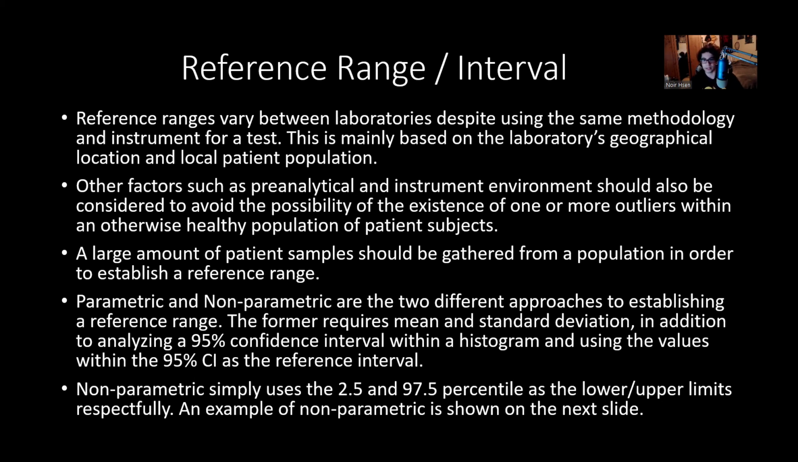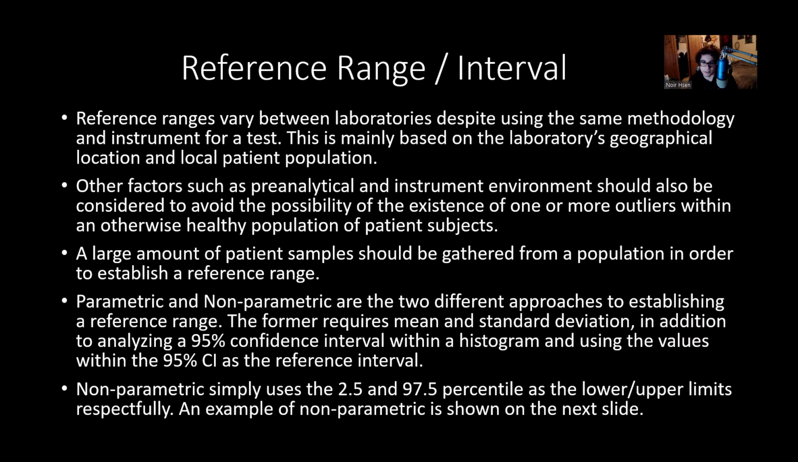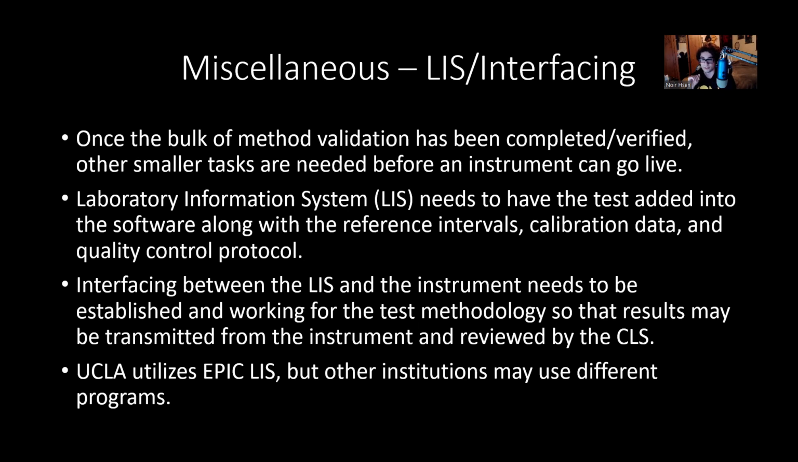And there's two approaches you can do to establish reference range: parametric and non-parametric. And I have an example of non-parametric here. By the way, parametric you just use a 95% confidence interval, whereas non-parametric, you would use the 2.5 and 97.5 percentiles, and that would be your cutoff for your reference interval. So if you have 160 samples, your sample number 4 and your sample 156 would be your cutoff for your reference range.